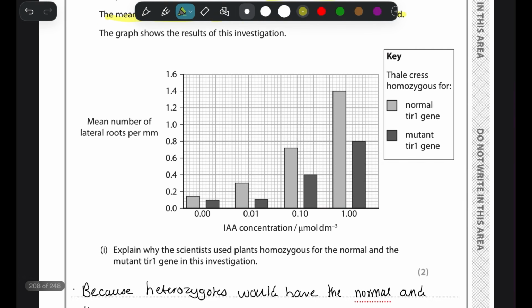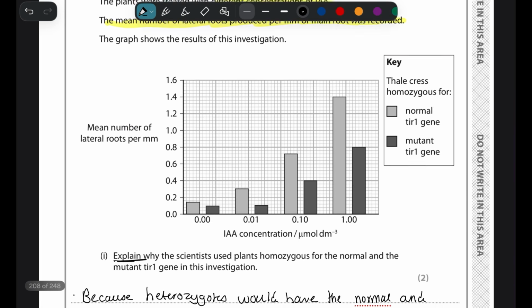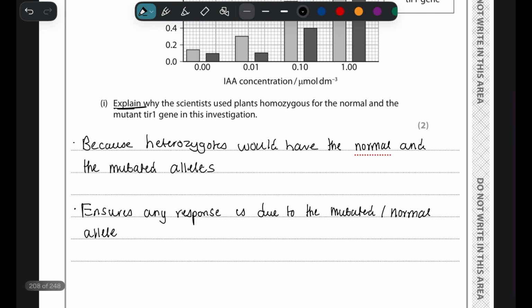So you have the data there, but let's quickly read the question. It says, explain why scientists used homozygous plants for this investigation. Now, the thing is, it's an explain question, so we need a biological basis. However, they're actually not telling you to refer to the data. So let's just ignore the data for now and just explain what's happening. So in terms of study design, why would you do that, as a control kind of thing?